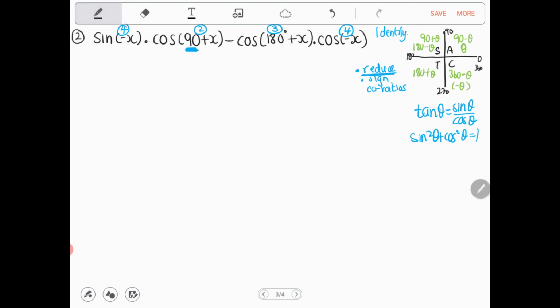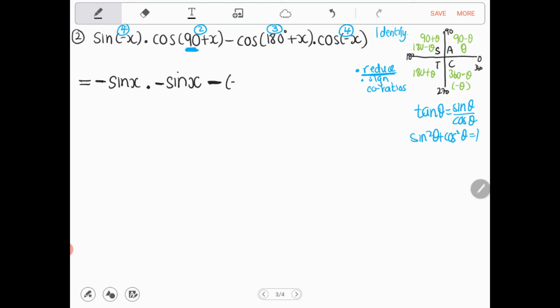Okay. All right, so sine in the fourth quadrant is negative. So it's negative sine x. Cos in the second quadrant is negative. And remember the 90 changes cos into sine. All right, then we've got this minus sign between the two terms, because this is two terms.